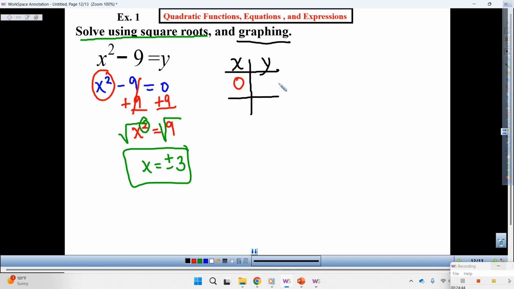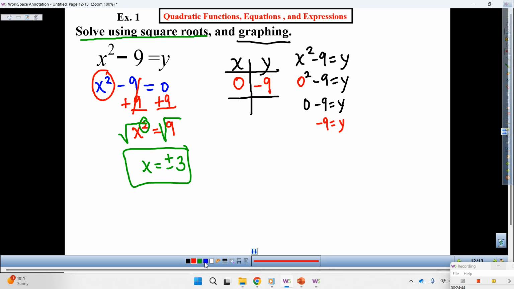So I'm going to take my equation, substitute 0 for x, what is 0 squared? 0 minus 9 equals y. What is 0 minus 9? Negative 9 equals y. Are we there so far?